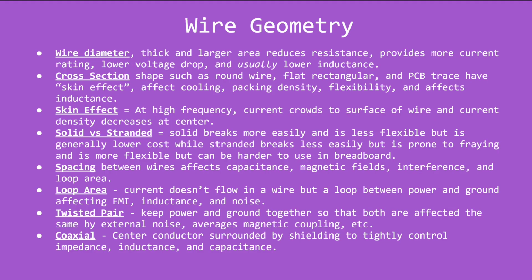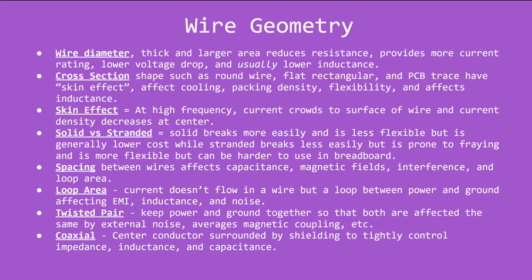It also affects cooling, packing density, flexibility, and even has an effect on inductance. The skin effect is that at high frequency, the current tends to crowd to the surface of the wire and the current density decreases at the center. You also have solid core or stranded, each with their own pros and cons. Solid breaks more easily and is less flexible, but is usually cheaper. Stranded, while it doesn't break as easily, it frays and it's more flexible.